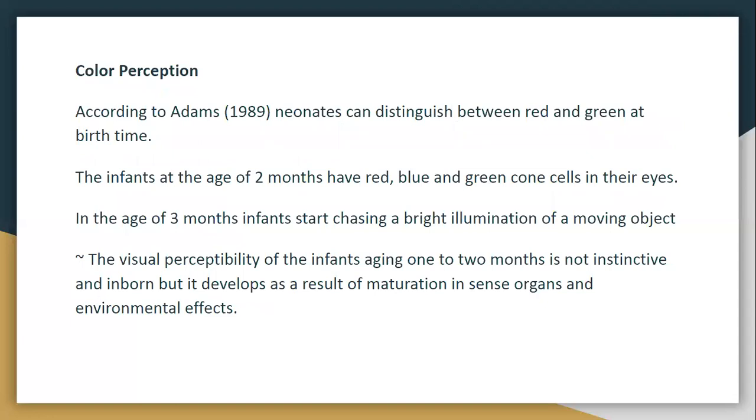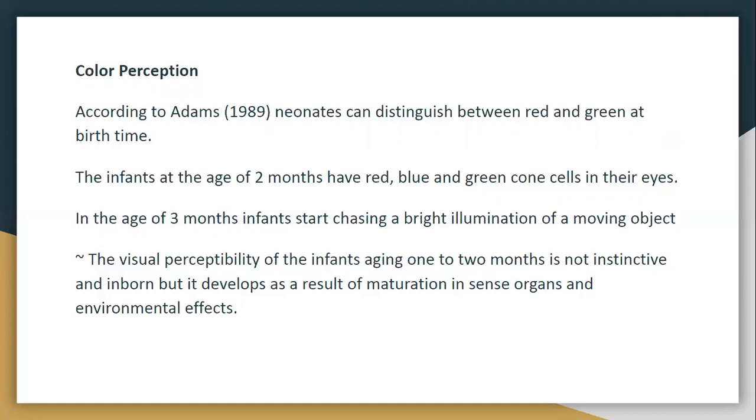Color perception, according to Adams, neonates can distinguish between red and green at the birth time. The infants of age 2 months have red, blue, and green cone cells in their eye cells. Cone cells are the receptive cells of your eye present in the retinal area, and यहाँ पे they are responsible for colored vision. In the age of 3 months, infants start chasing a bright illumination of a moving object.